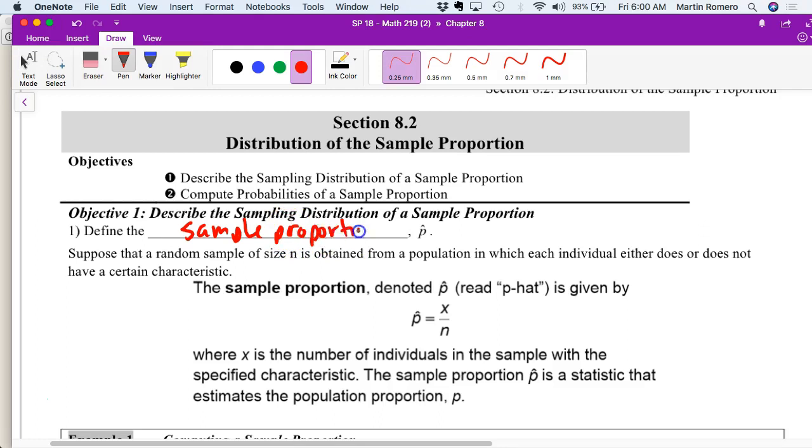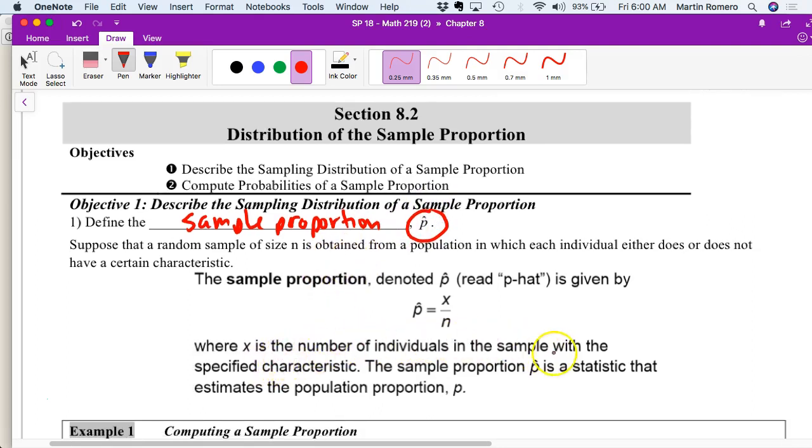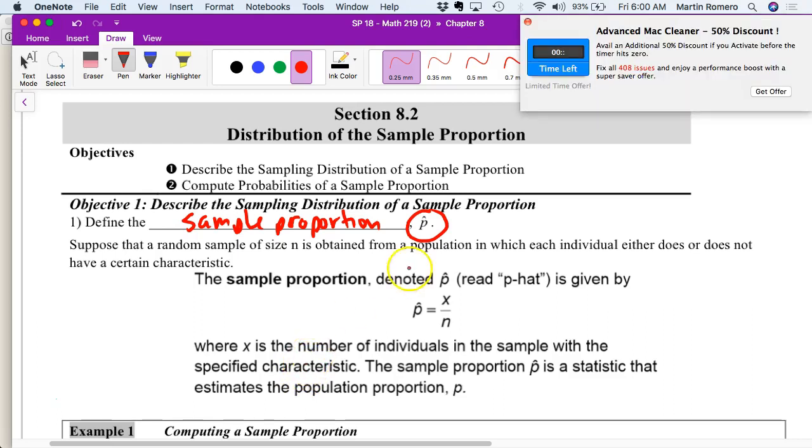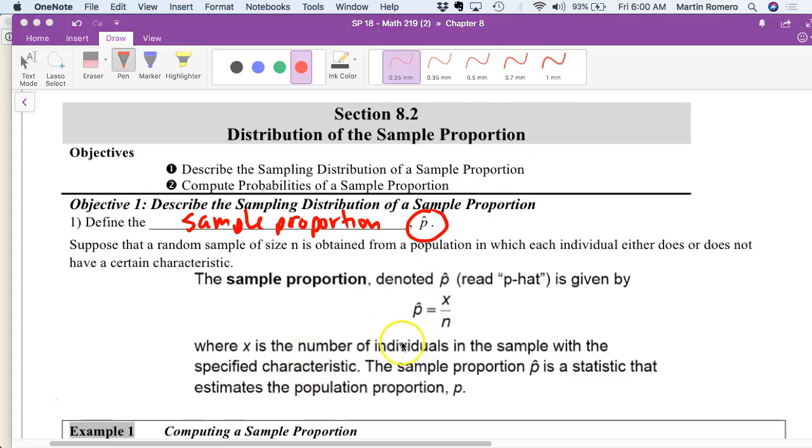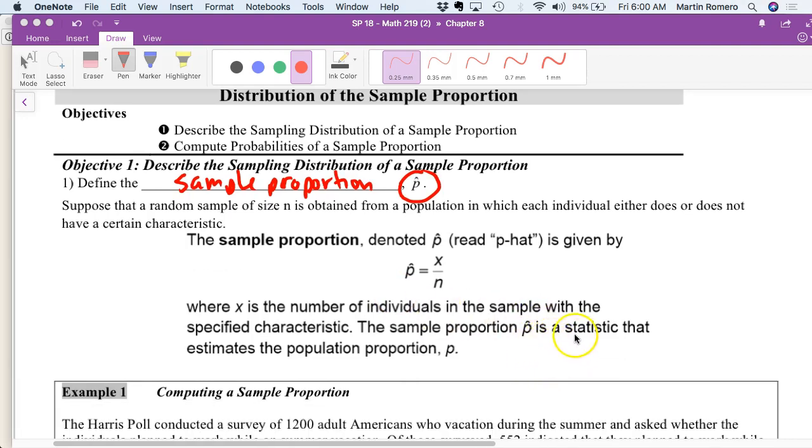Sample proportion, what is that again? We use that symbol p hat to do that. It's again, X is the number of individuals in the sample with that characteristic. We ask them a question, and then we find what percentage of people match that characteristic. Many times this is what we call a binary choice. Is chocolate your favorite ice cream? Yes or no? And you can find the proportion of people. So the sample proportion is a statistic that estimates the population proportion.